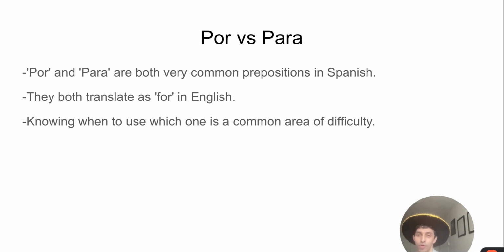So por and para are both prepositions, in fact, very common prepositions in Spanish. They can translate in different ways in English, but the most common translation is the preposition for in English. And that's why they can be particularly confusing for students, because both of them often translate in exactly the same way in English, or the students often think of them both as the equivalent of for in English. So it can be tricky to know when to use which one of these, por or para. And that is usually the most common area of difficulty, knowing when to use which one and what differences there are between them.